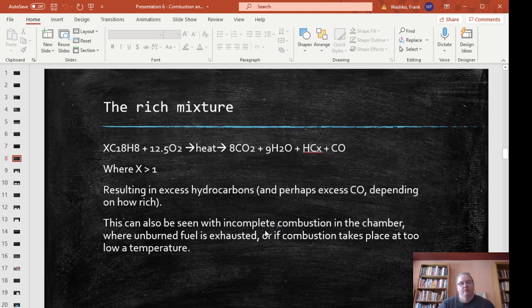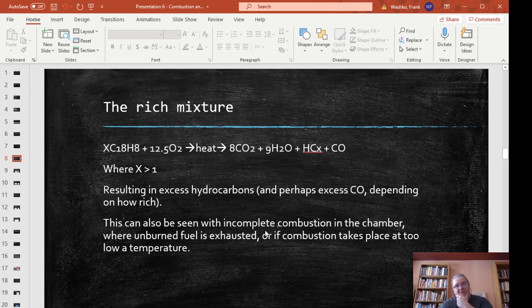So what if you were slightly rich? What if, instead of 1 C18H8, you put in too much fuel, or not enough air? It would be the same thing. But just for simplicity, let's say you had more fuel than one, so X in this equation was greater than one. Instead of running 14.7 to 1, let's say you were running 14 to 1, 13 to 1, 12 to 1. That would be a rich mixture.